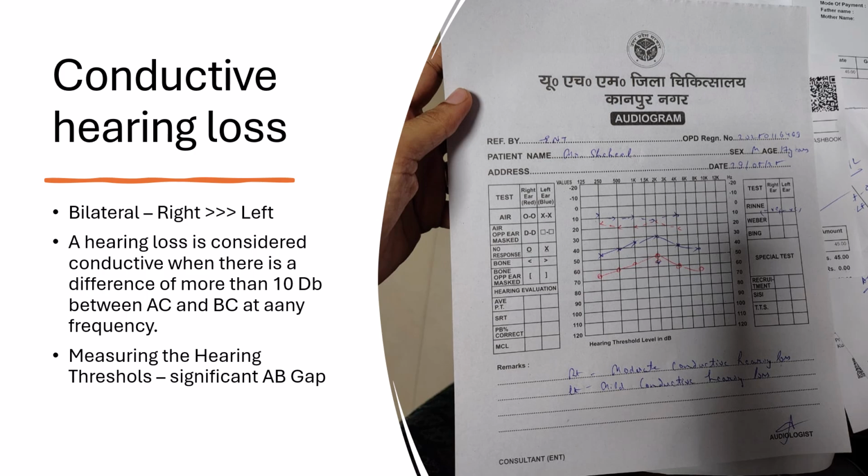If we try to find the difference, how do we test? We take an average of the 500, 1000 and 2000 hertz difference between air conduction and bone conduction. We take the average of these three frequencies. Common causes of conductive hearing loss include wax, otitis media, or any ossicular problem. We also have to mention clearly which ear is worse. In this graph, the right is indicated first, that the right has moderate conductive hearing loss.